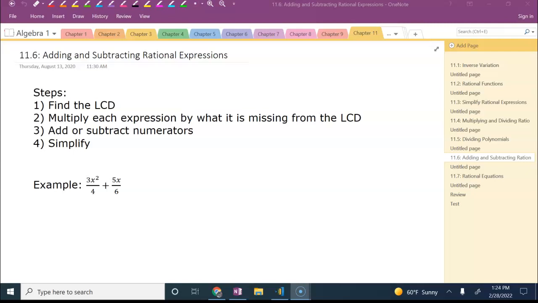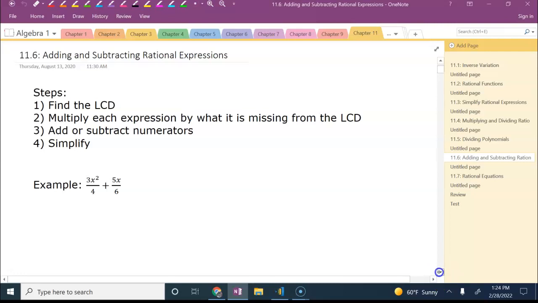The numbers in the bottom of the fractions have to match before you can operate with them. That's a little bit different than what we were doing with multiplying and dividing, because we didn't need to have common denominators. So I'm going to go over some examples of how to find the LCD and create it. If you need to manipulate one or both of your fractions so that they match, we can do that and then add and subtract our numerators. And then at the very end, go over if there's anything that we can simplify.